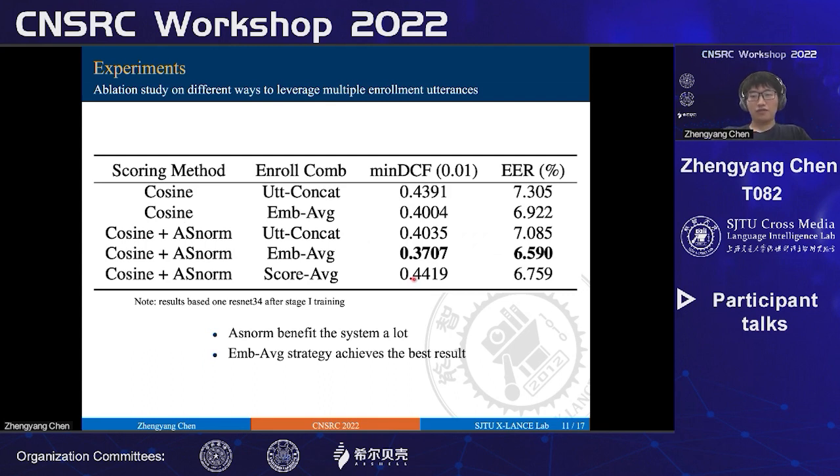In our experiments, we first tested the 3 different strategies to leverage the multiple utterances from the same enrollment speaker, and we found that embedding average achieved the best result. Besides, from this table, we can also see that AS-norm can bring a large performance improvement.